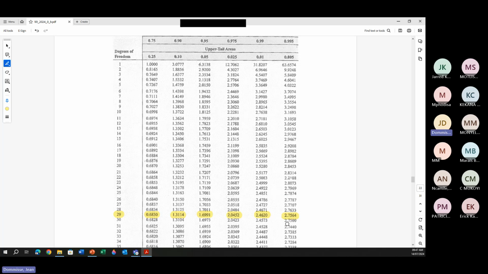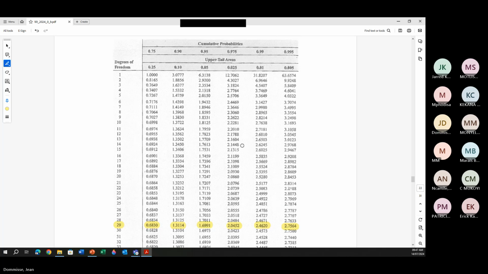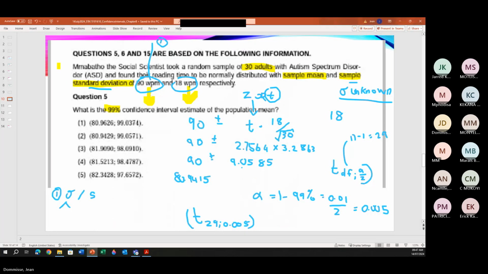Seven, 5, 6, 4. Is that? Yeah. Okay, well, the answer needs to be 2. So I'm just worried that somewhere that does look like 30, and that does look like 18. So the answer should be option 2.